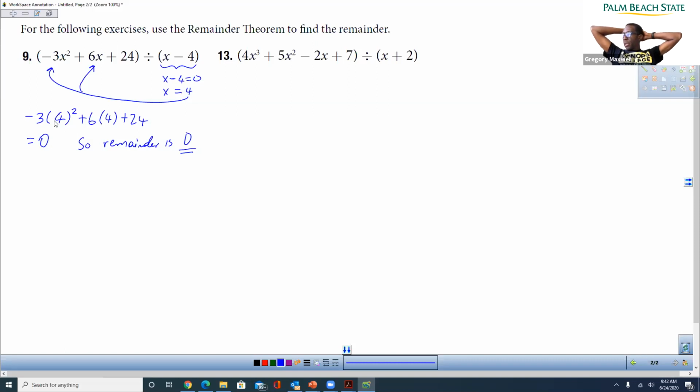Do we have any questions about that? Next. For this one here, we take the x plus 2, set it equal to 0, and then solve for x, and we get x equal to -2. So what will be the remainder then when we divide 4x cubed plus 5x squared minus 2x plus 7 by x plus 2? What will be our remainder?